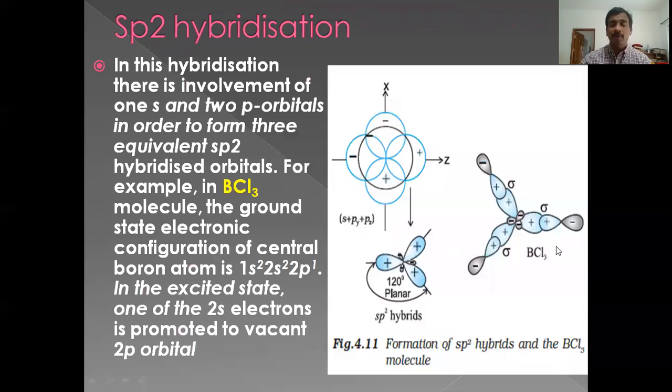Here you can see the overlapping of atomic orbitals. It is sp2 hybridized orbital. First one, second one, third one. It overlaps with the 2p orbital of chlorine to form a sigma bond. Here, 2p orbital of chlorine and sp2 hybridized orbital of boron form another sigma bond, the third sigma bond.